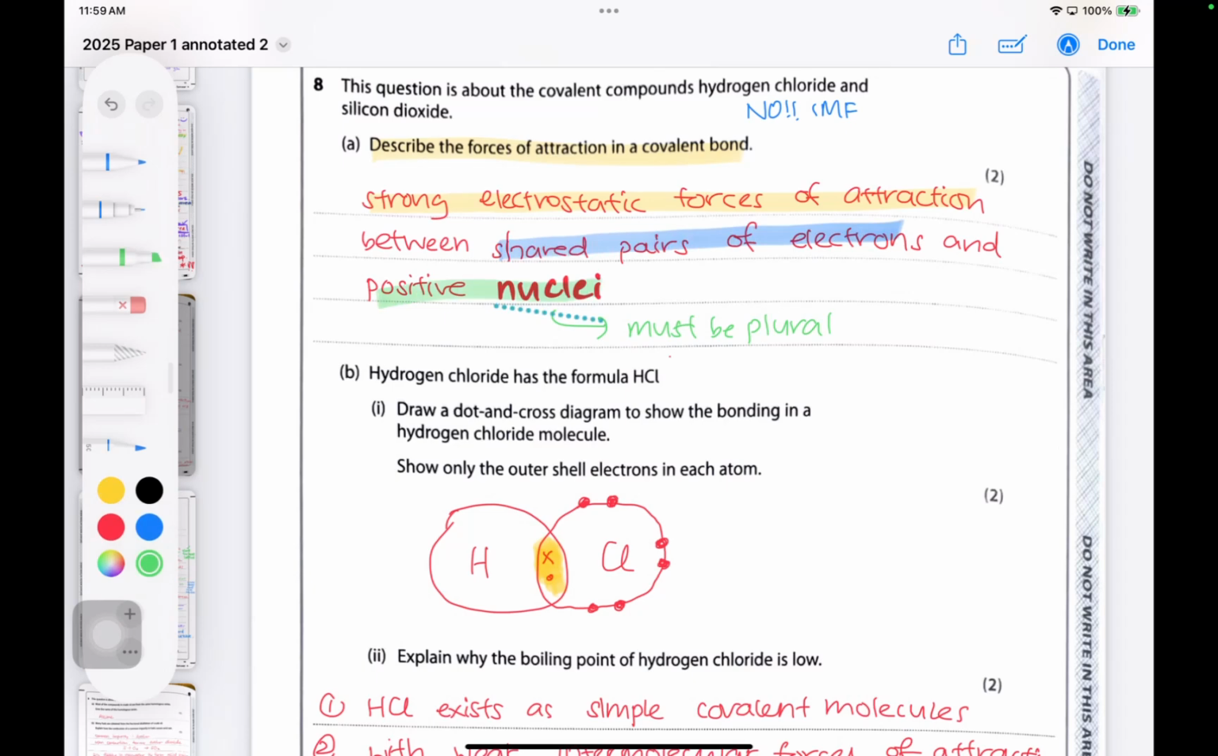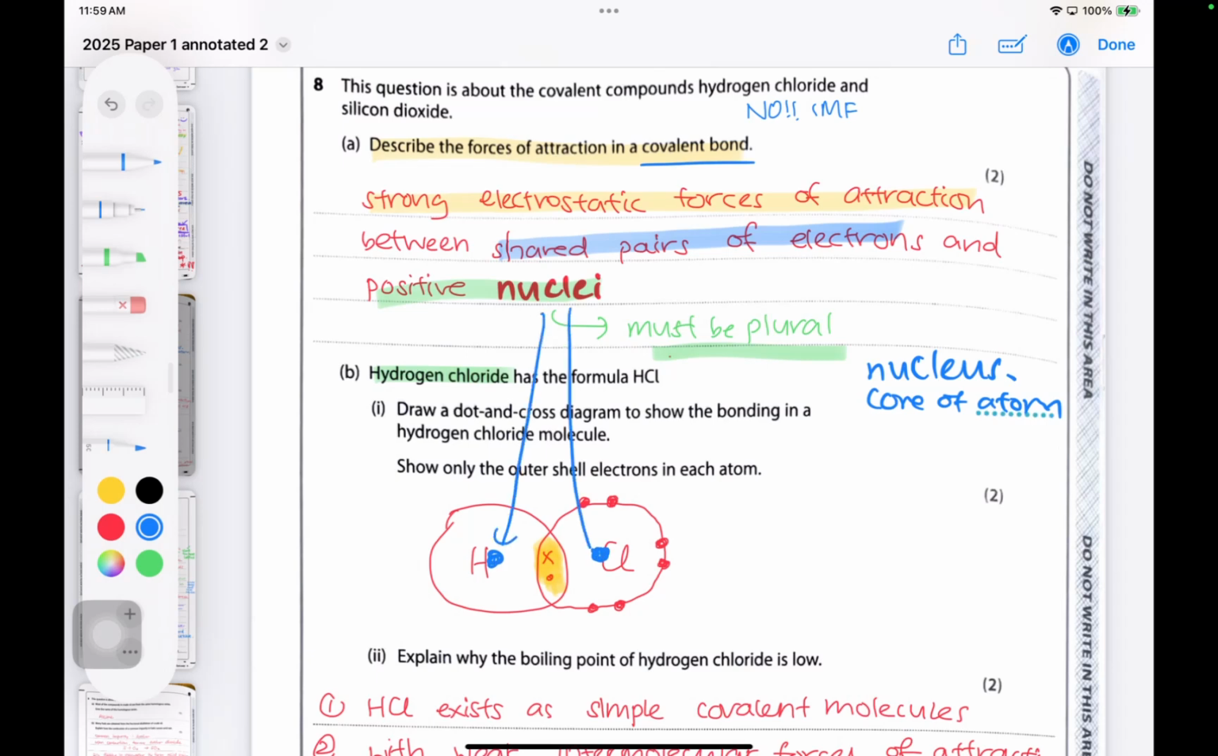nuclei. Now, things to take note here: the nuclei here must be in plural. And why is that so? It's because, for example, I'm just going to use my hydrogen chloride drawing at the bottom. Nuclei is the plural form of nucleus, which most students are more familiar with. And where's the nucleus? Nucleus is the core of an atom. So the nucleus is right over here and the nucleus is right over here. But because when we are talking about covalent bonding, it's going to be more than one atom, so it's going to be nuclei, because there's going to be more than one nucleus, so we have to use nuclei here. Again, if you use the singular form, you will not get the 1 mark here.